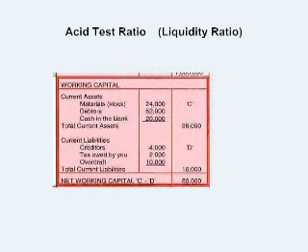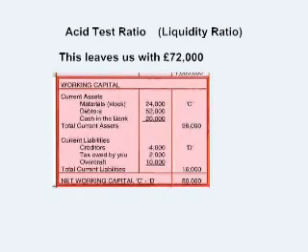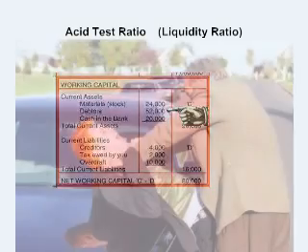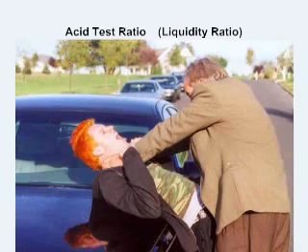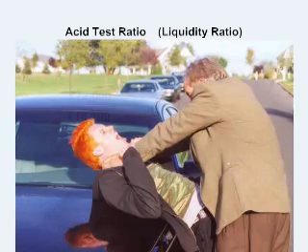Using our figures, we have to knock off 24,000 from the 96,000 total current assets. This leaves us with £72,000, which is £20,000 in the bank and £52,000 that we ought to be able to screw out of our debtors who have our money in their possession.